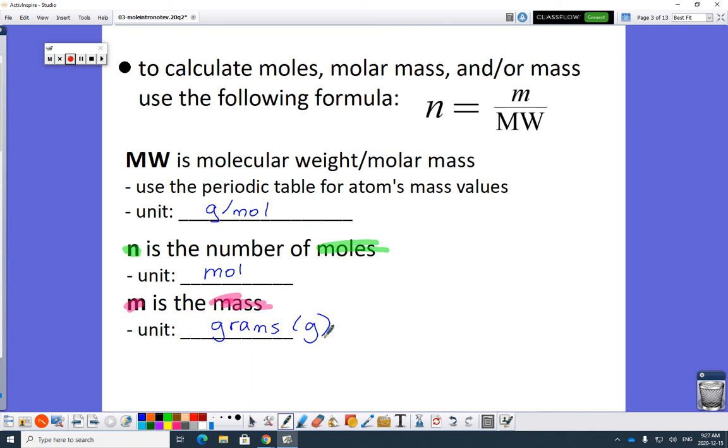So when you have the grams, if you divide by the molar mass, if you are a dimensional analysis kind of person, what happens when you divide fractions? You flip and multiply, right? So then the grams cancel out and you're left with moles. So if you like that kind of thing, you can do that.